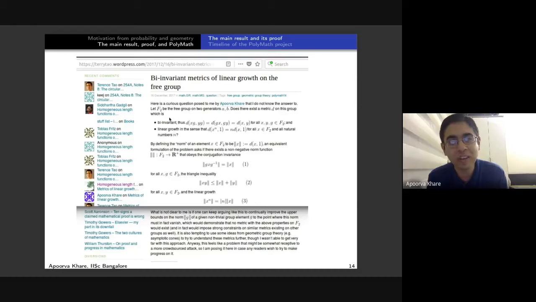So I'm going to tell a story side by side with the mathematics. So this is the story. Here's a curious question posed to me by Apoorva that I don't know the answer to. So he explains the question on the free group. But of course, we were interested in the answer for every group.